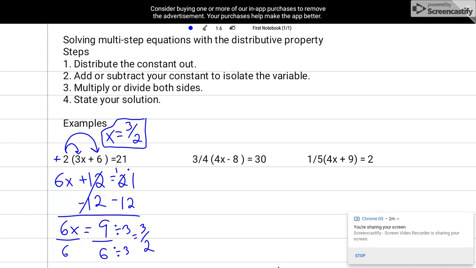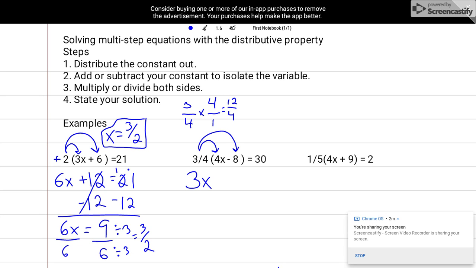So now let's look at problem number 2, where our constant is not an integer. In this case, it's a fraction. So 3/4 times 4. So 3/4, I'm going to write it up here, times 4. Now 4 is a whole number, so I can put that over 1. 3 times 4 gives me 12. 4 times 1 gives me 4. So this is going to reduce down to 3x.